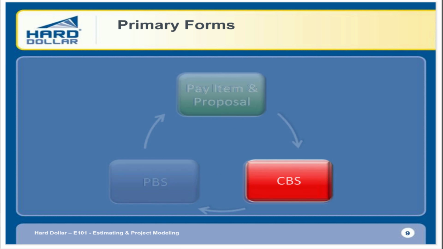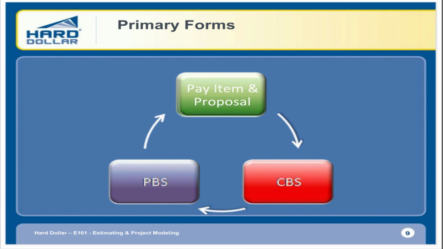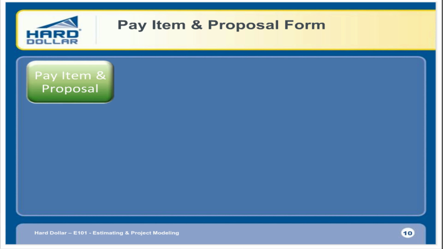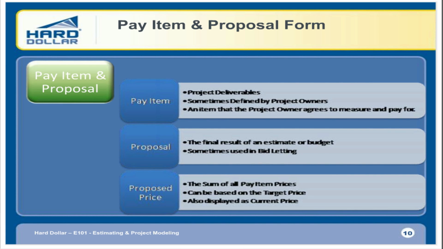Now we will look at each of the primary forms individually. The first form we will visit is the pay item and proposal. Initially, the form is used to establish pay items, project deliverables, or any item that the project owner agrees to pay for. Once the target price is established on the PBS, individual pay item prices can be established. Please note, the price breakdown structure or PBS form will be discussed in greater detail later. From this, a proposed price is calculated and a proposal can be created.